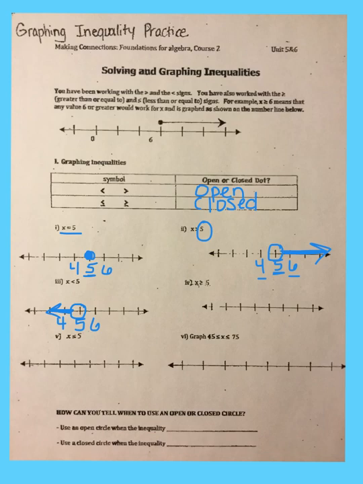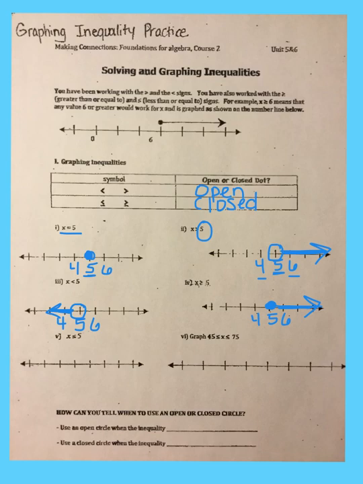For the next one, x is now greater than or equal to 5. So now 5 is included in our graph. So I'm going to have the closed dot, and I shade in the direction of the 6. And this time 5 is included. So the value meal at McDonald's is greater than or equal to $5. It means it could be $5, it could be $5.25, it could be $10, it could be $20.